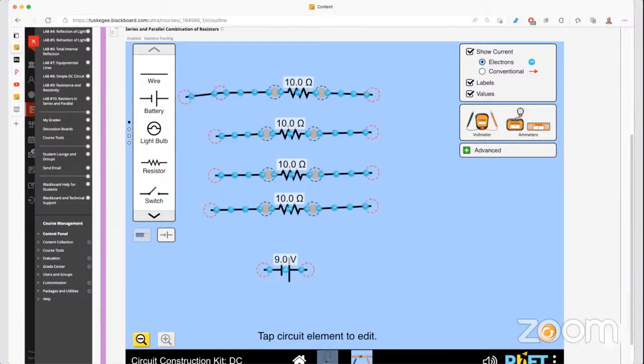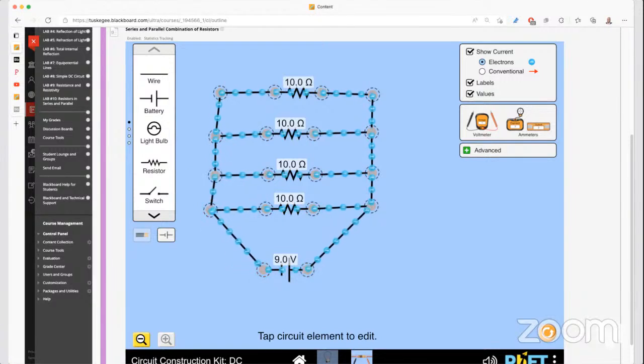Then you can join this. Now you can actually join this like this. I mean, these are wires. You can literally bend them to any shape you want.